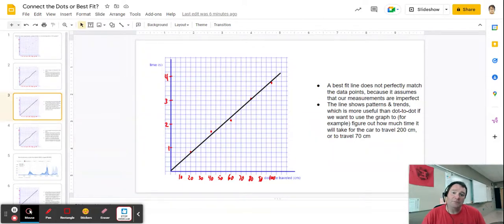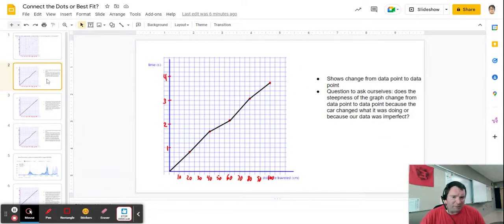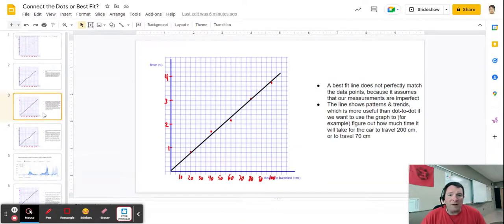And I don't think you should be either. These measurements are not perfect. And so if I'm doing physics, I don't want to draw something on my graph that assumes perfection of the location of my data points. I want something that's going to take into account knowing that my data points are not perfect.